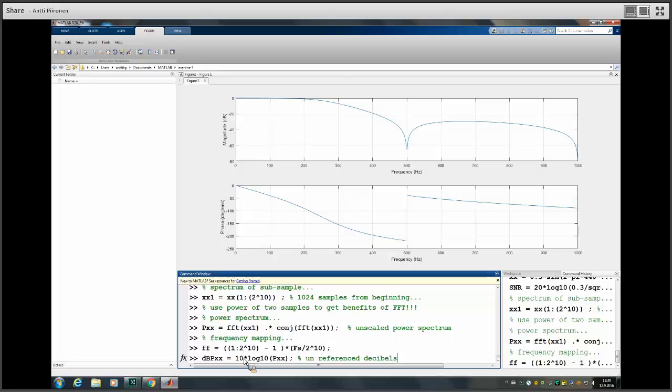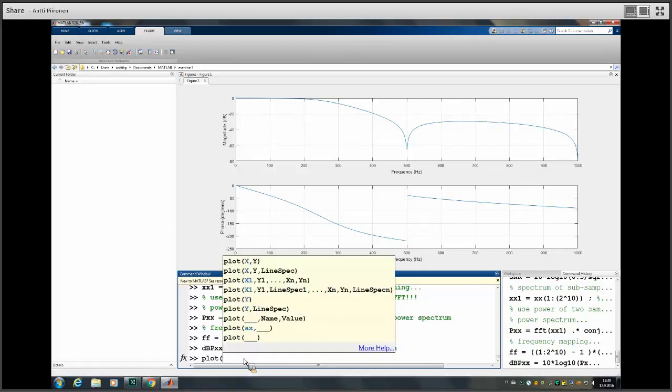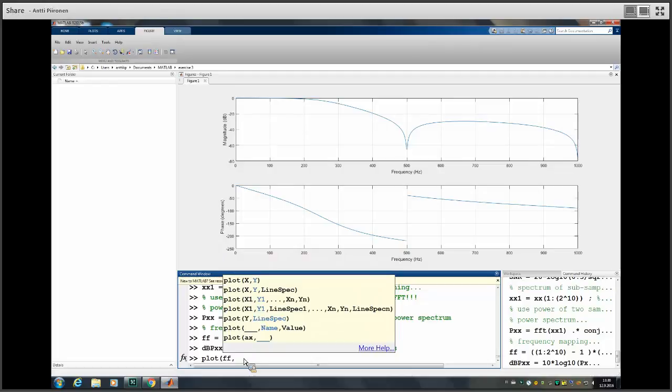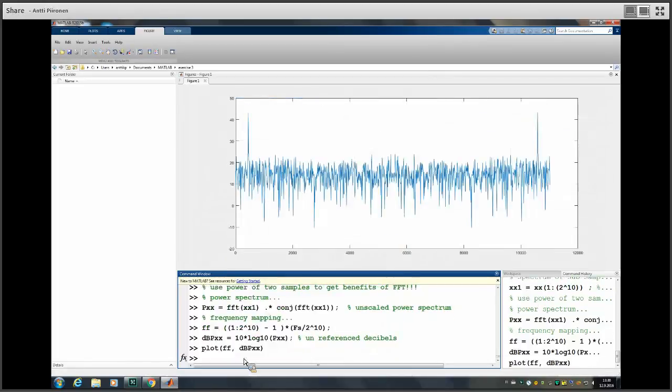Well, we lost the scaling already, so it doesn't make any difference here. We could actually scale it so that the least significant bit, or the full tilt of the A2D converter, is 0 dB. But this is as good. And then we can plot. X is FF, then we have dBPXX.